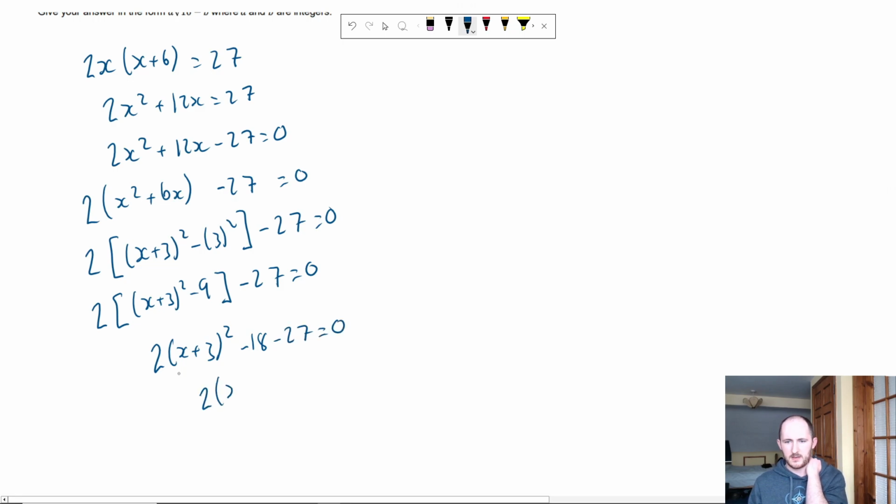We get 2 x plus 3. I know this is very tedious, right? Okay, this is going to test my mental maths. So minus 9 minus 36. That's minus 45 equals 0.